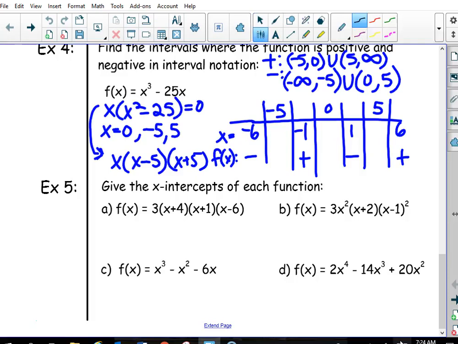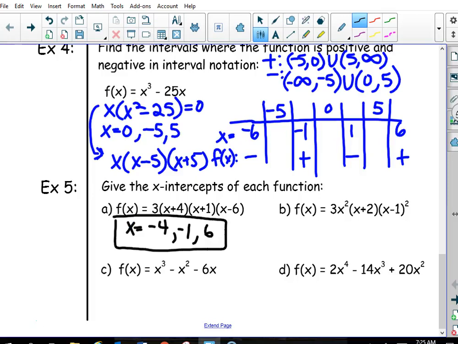So, in factored form, for A, we have 3 zeros, and they all have a multiplicity of 1 because each factor only appears once with no exponents. So we have x equals -4. Don't forget to change the sign, -1 and 6. There's our 3 zeros.